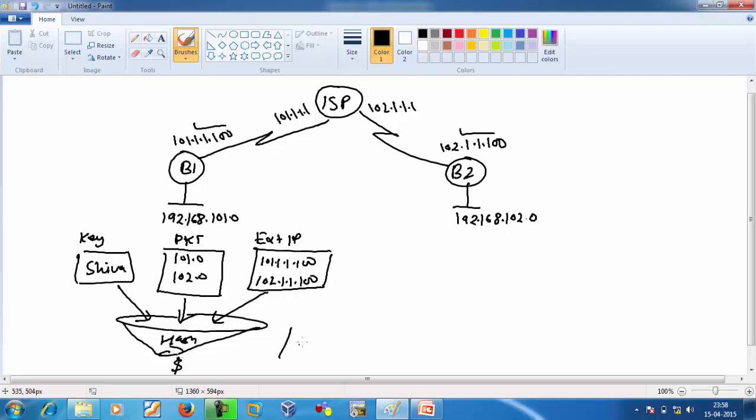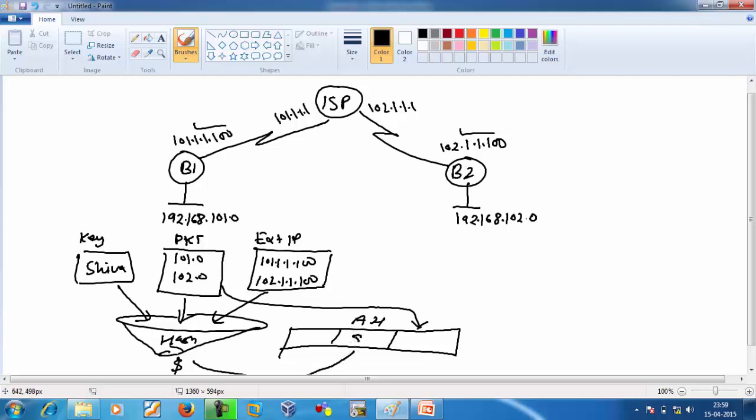Same thing here. When it generates a packet, this data will be placed here. Then it will add an AH header. And what is the result of AH? Yes, this is the hash value. And then this external IP will be attached here. This format will be generated by the branch 1 router, and it will be offered to the ISP.